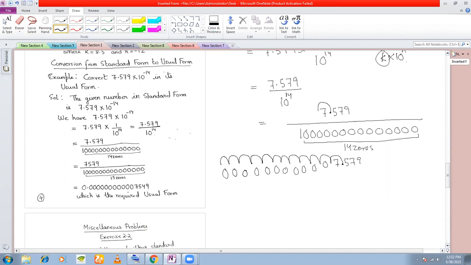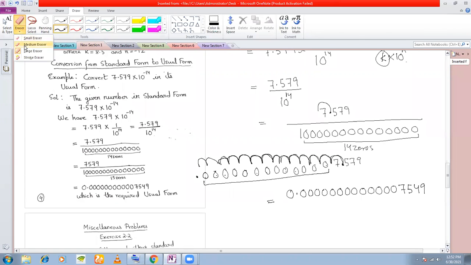See, we have moved the decimal 14 places. 1, 2, 3, 4, 5, 6, 7, 8, 9, 10, 11, 12. Okay, this is 12, 13 and 14. So 2 zeros here. Right. So this number will now become how many zeros here? 13 zeros, and then 7549. So that is your usual form.